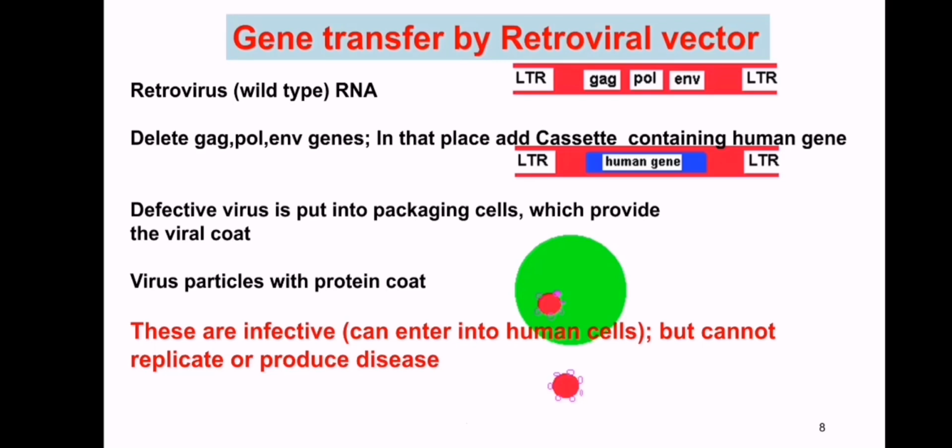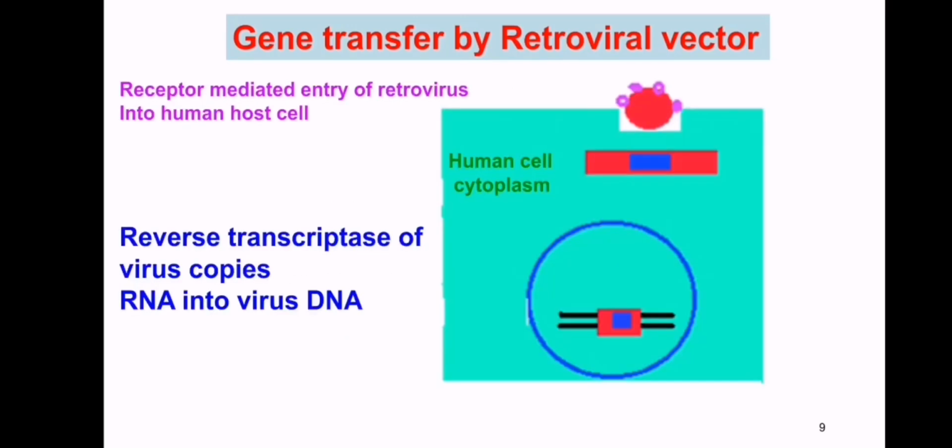Infective in the sense it can enter into the human cells for its purpose as a vector. It will not replicate and it will not produce any disease. Look at the picture here. The retrovirus, being infective, is entering into the human cell cytoplasm via a receptor-mediated process.